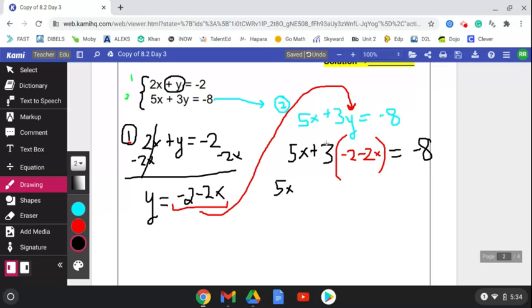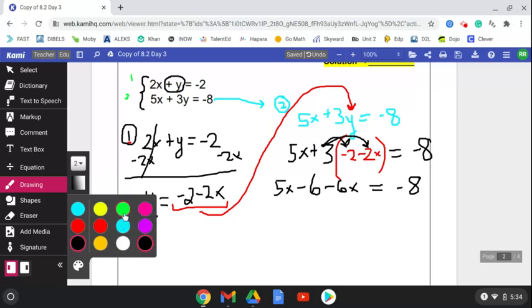I bring the 5x down. I have 3 times negative 2x. 3 times negative 2x is, 3 times negative 2 is negative 6. 3 times negative 2x, negative 6x. Bring the equal sign down, bring the negative 8 down. Okay, next step is to combine like terms.